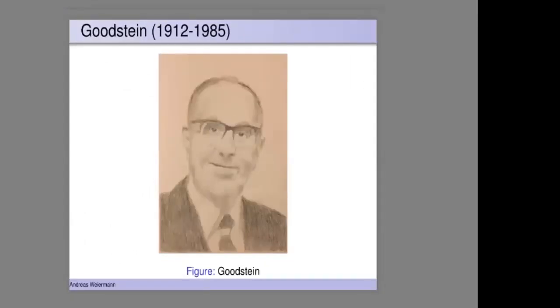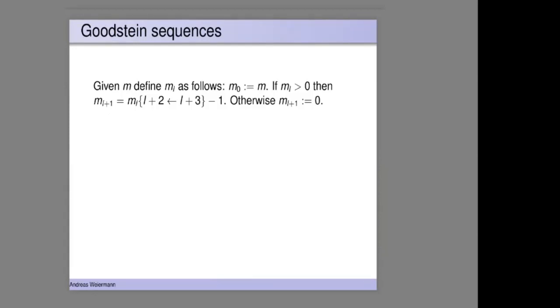Now Goodstein comes into play. He is an English mathematician, and he studied these Goodstein sequences. Now, what are the Goodstein sequences? We start with our favorite number m, and then we start a process. We build a sequence from m. At time 0, we set m0 equal to m. And now if we are further in time, and the number ml is not yet 0, then we form a new number. So we are considering discrete time.